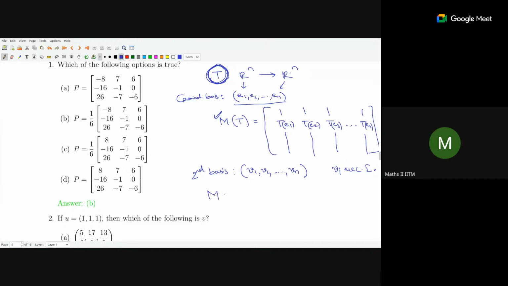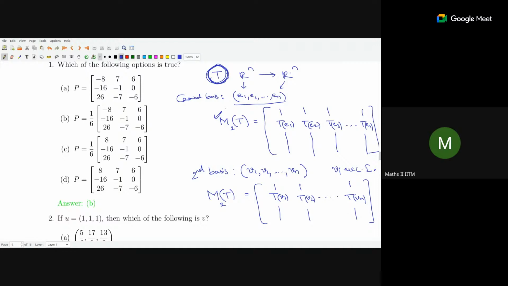Now my M of T, I can represent it as T of v1, T of v2, and so on, T of vn. So let's say these are M1 and M2. Both representations are for the same linear operator, but with different bases. That is why the matrix representation of a linear transformation is not unique. If you change the basis, your matrix representation will change.